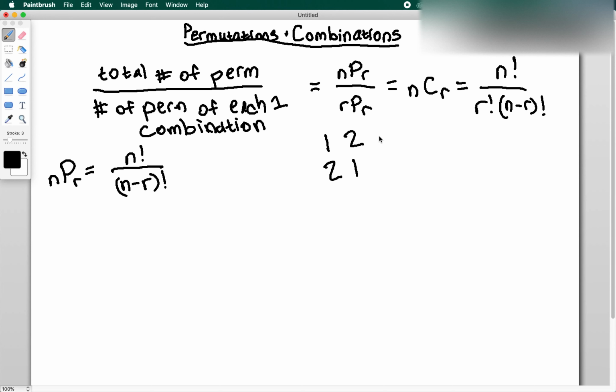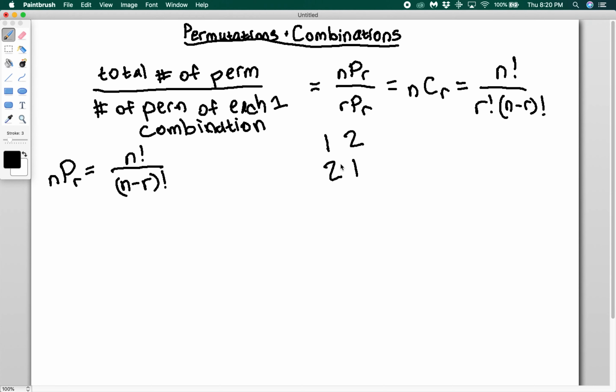So what we're doing is dividing out any of these kinds of duplicates that permutations recognize as different, but combinations don't care about, okay? So that's what a combination is.